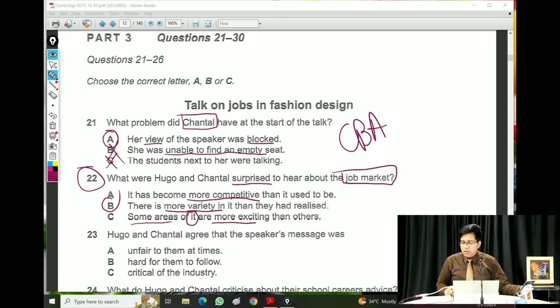Yeah, but it looks like there's a whole range of areas of work that we hadn't even thought of. Yeah, whole range of areas of work that we haven't even thought of.